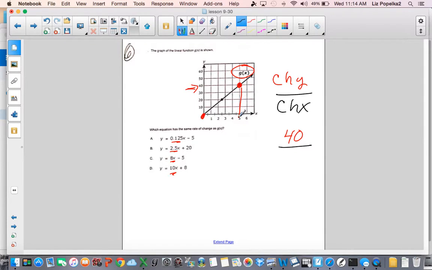So my y change, or my delta y, is 40. If I go across, it goes across from 1 to 5. So my change in x is a 5. Which one of these is the same thing as 40 over 5? Yep, you got it right there. It would be the C.